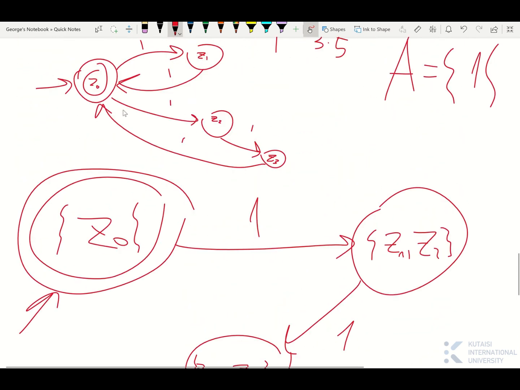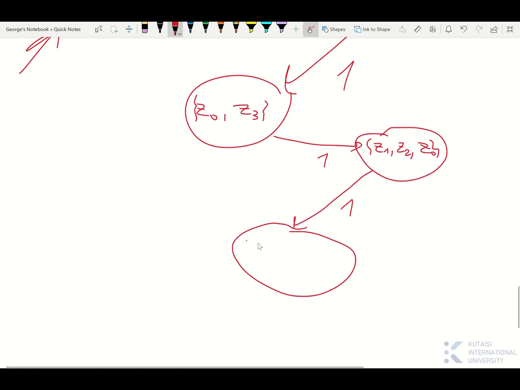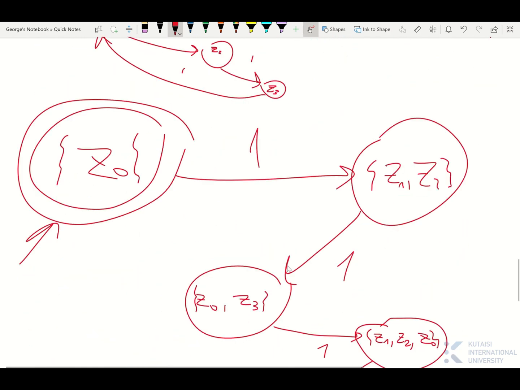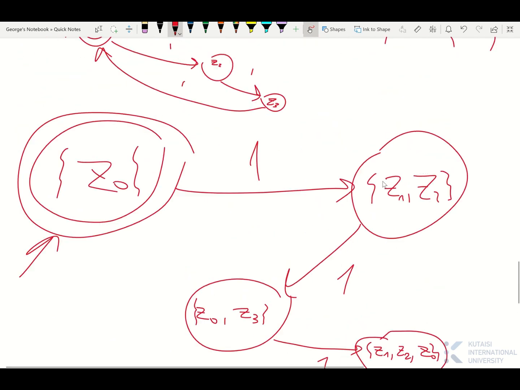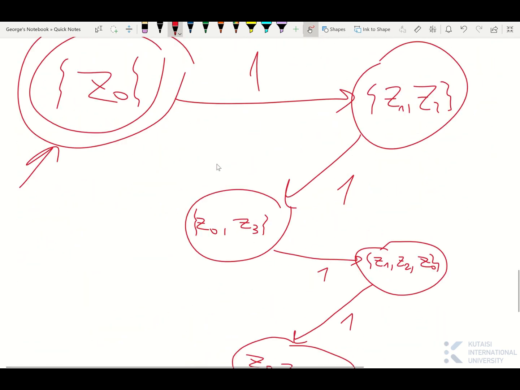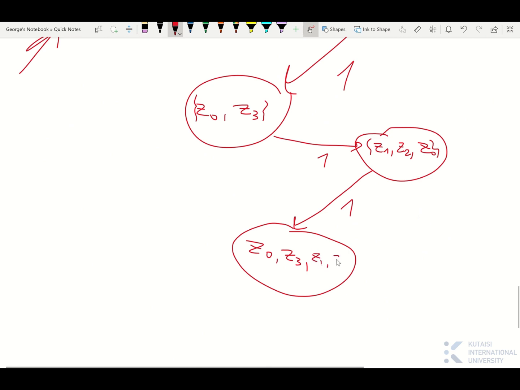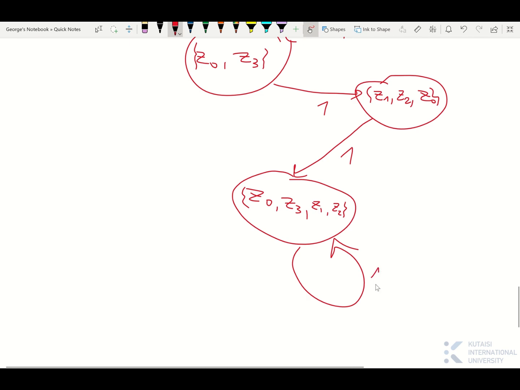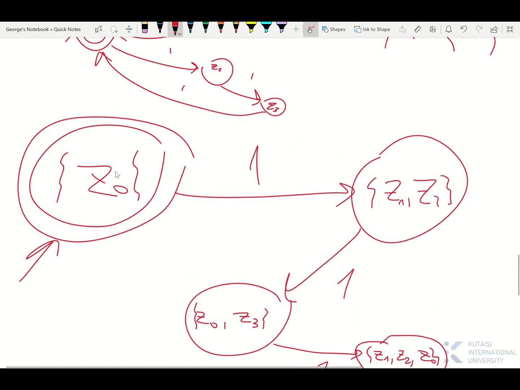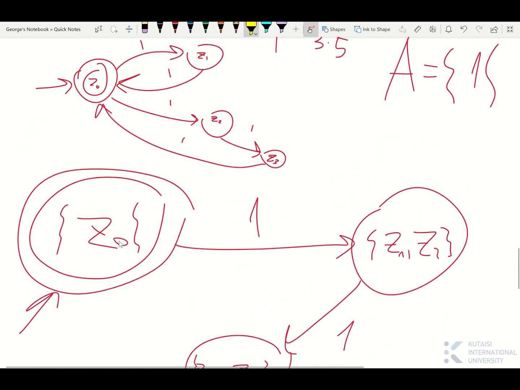Where does Z1 go? Z1 goes to Z0. Where does Z2 go? Z2 goes to Z3. Where does Z0 go? Z0 goes to Z1 and Z2. So it's Z1 and Z2. So it's like this. Now this is everything. If I do it one more time, I will end up back here. So this is now a DFA. Imagine you do not see this at all.